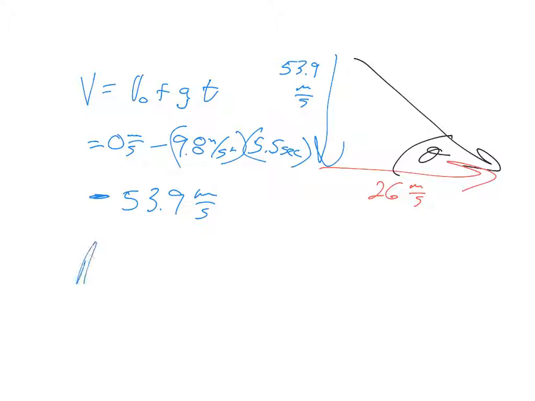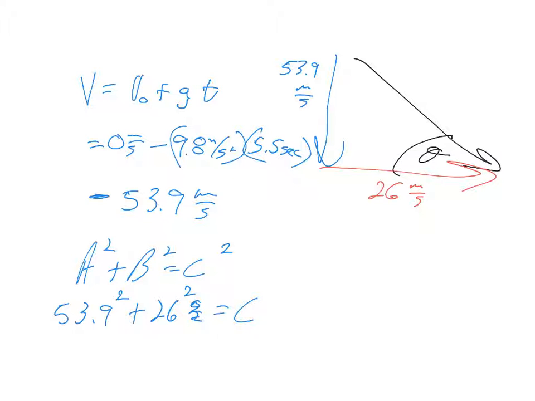Now I have a squared plus b squared equals c squared. So this is going to be 53.9 plus 26. Whoops, we don't need all that. These are squared though, equals c squared. And let me punch that in my calculator. Square root my answer, and I get 59.8 meters per second. So that's what the velocity is. It's the magnitude when you start throwing that number around, or that word, 59.8 meters per second.